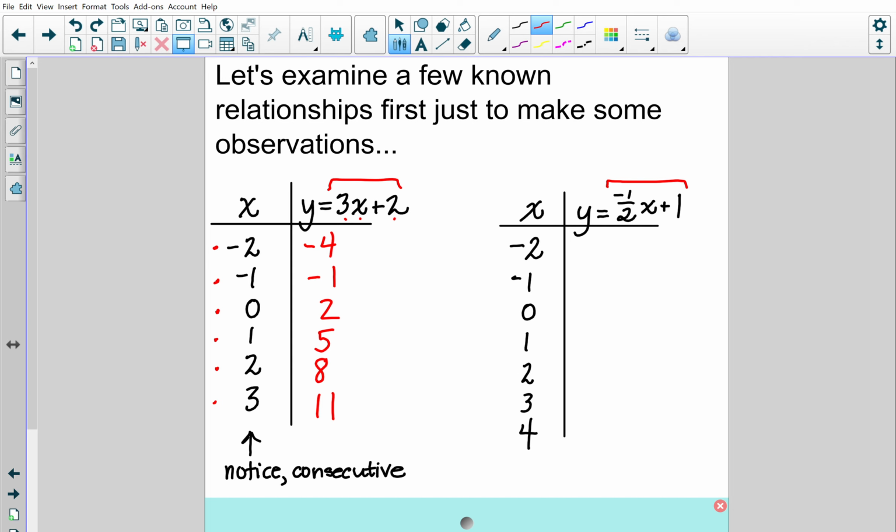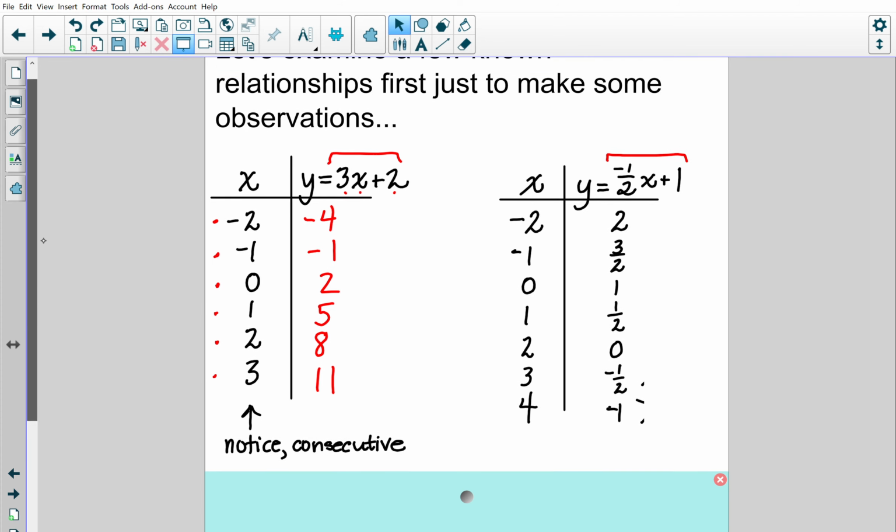And I'm going to generate the numbers for this second one that I know. If I put -2 in, -1/2 times -2 is 1 plus 1 is 2. I put a -1 in, -1/2 times -1 is 1/2 plus 1 is 3/2. By the way, it's always nice to work with fractions instead of mixed numbers. Put a 0 in, and 0 plus 1 is 1. Put a 1 in, -1/2 plus 1 is 1/2. Put a 2 in, -1 plus 1 is 0. Put a 3 in, -3/2 plus 1 is -1/2. And put a 4 in, and you get -2 plus 1 is -1.